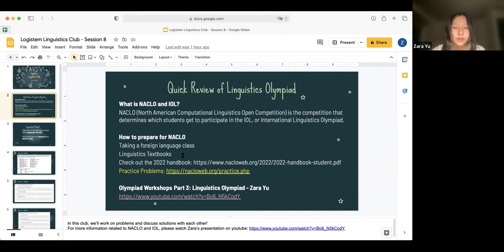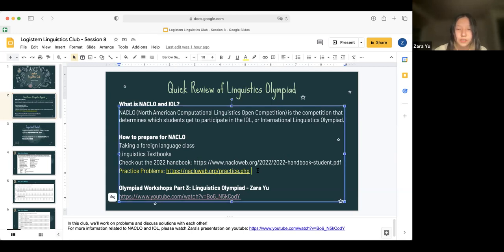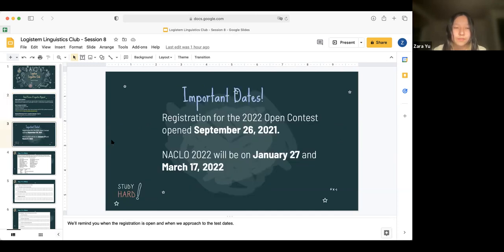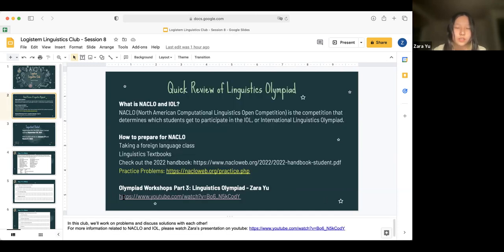Another thing you can do is look through the 2022 handbook, which gives you some tips and some general information on the test. And finally, the best way to prepare is by doing practice problems. Here's the link, or you could just go on the website and they'll have an option for practice. You can also watch the Logistem Linguistics Olympiad guide, which I made myself, and it's available on our YouTube channel. You could just go on Logistem on YouTube and find it there.